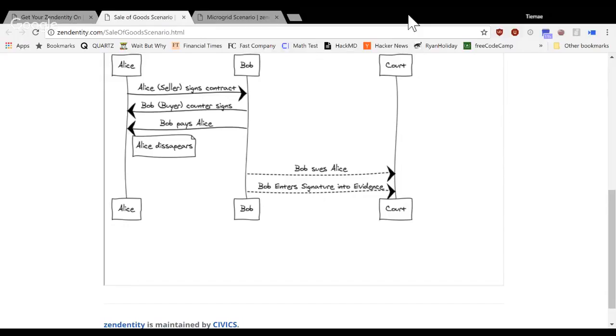So those are some of the rudiments that we have to play with a much more interesting scenario now, not the sale of a good, but a microgrid. Okay, take it away. Okay, I think I need to unplug this.